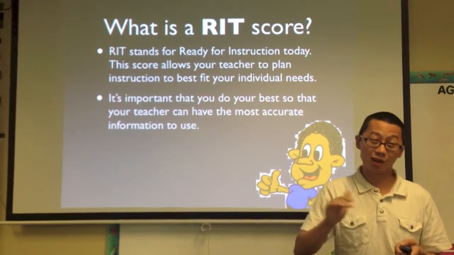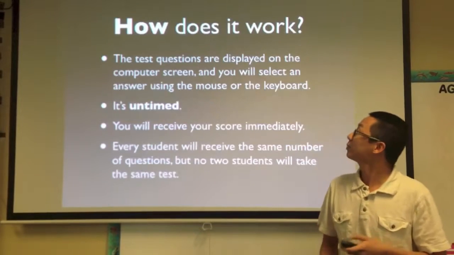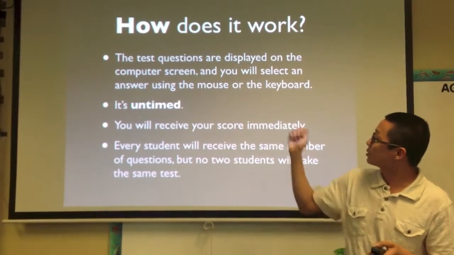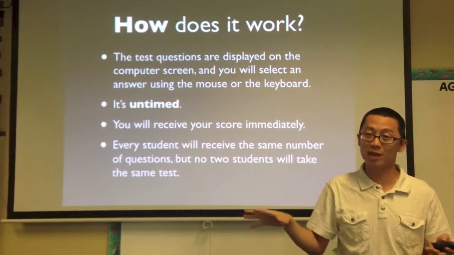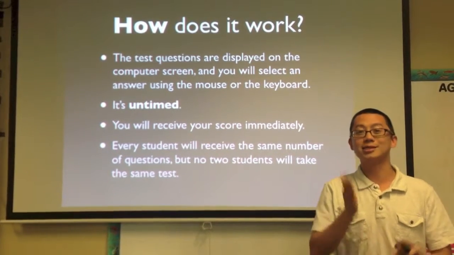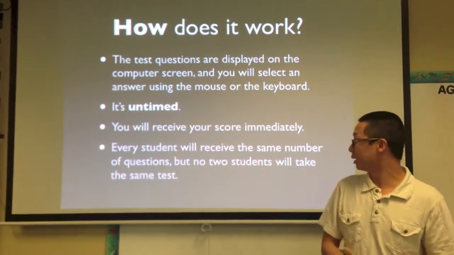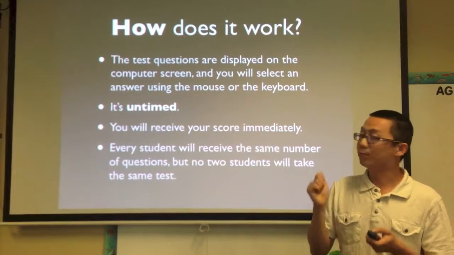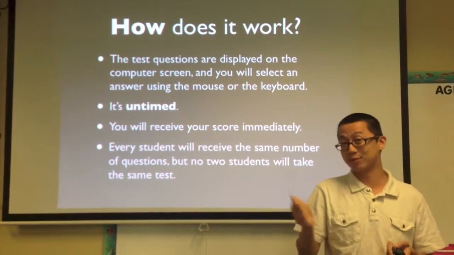All right? There's a lot of other reasons why it's important, and some other folks are going to talk about that as well. All right, so how does all this even work? The test questions are on your computer screen, and you're going to use the mouse to select the answers. This is untimed. I want to stress for you, this is not a timed test. So take your time. You're going to receive your score immediately, and everybody's going to receive the same number of questions, but nobody takes the same test because this is what's called a computer adaptive test.